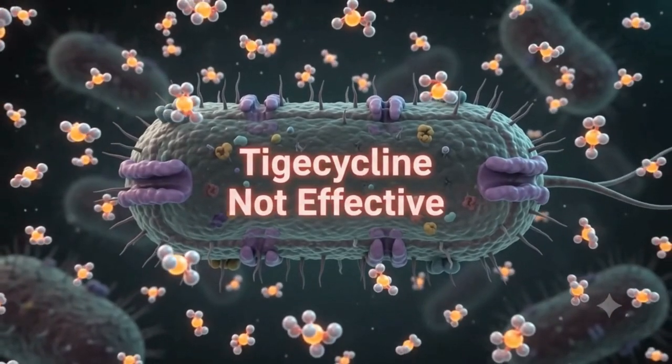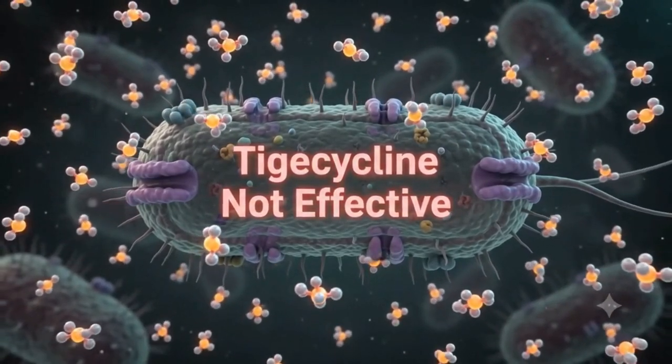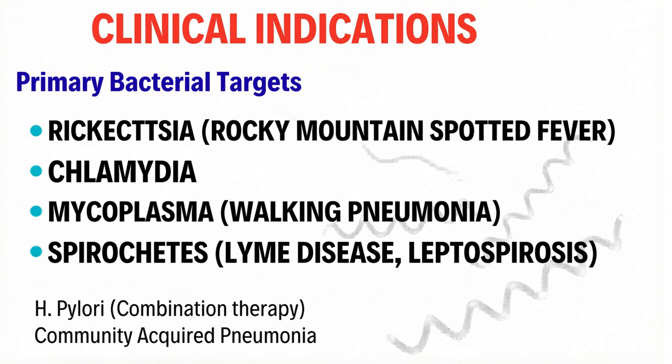Now, let us discuss the uses of tetracyclines, which is a very important section both for exams and clinical practice. First and most importantly, tetracyclines are the drug of choice for rickettsial infections. Whenever you see rickettsial disease in an exam, the first drug that should come to your mind is doxycycline. They are also used in mycoplasma infections and chlamydial infections, which are common causes of atypical pneumonia and sexually transmitted infections. Tetracyclines are effective against certain spirochetes, such as in Lyme disease and leptospirosis.